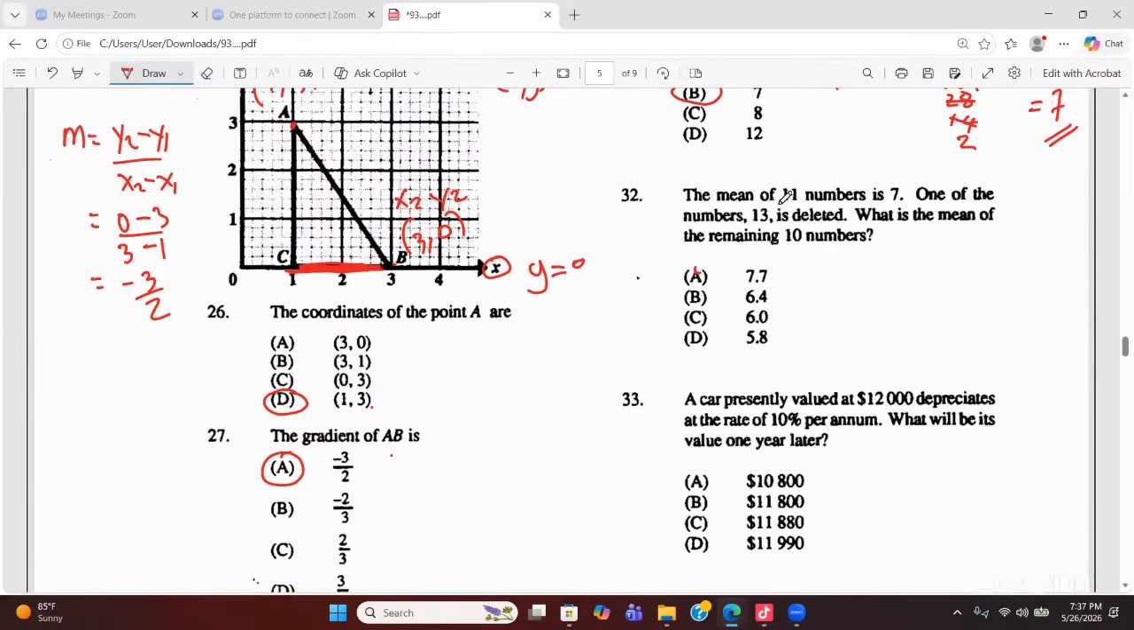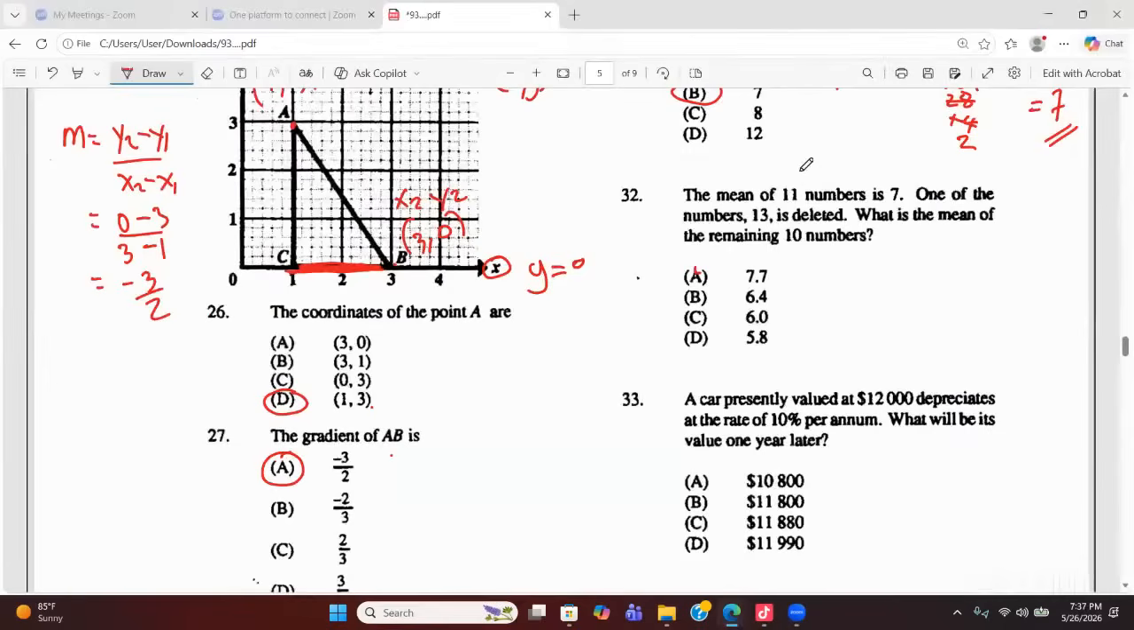Now look at this question. It says the mean of 11 numbers is 7. One of the numbers is 13, which is deleted. What's going to be the mean of the other 10 numbers? All right. This question is definitely testing you to see if you understand. If the mean of 11 numbers is 7, that means I could find the aggregate. The aggregate is the mean times the total number of numbers. So 7 times 11 will tell you that we had a total of 77 before.